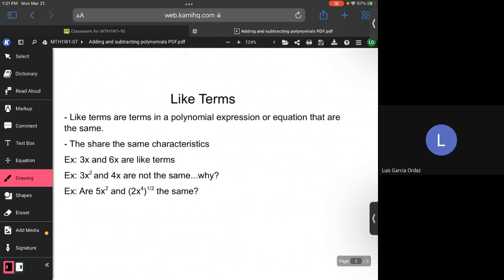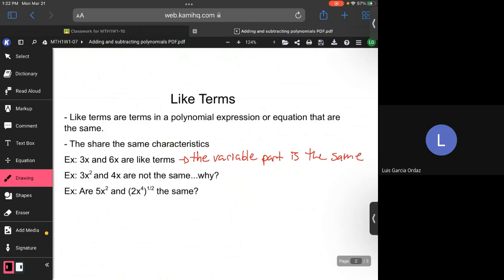So 3x and 6x, they are like terms because what? Austin, they have x. The variable is the same. Wait, so this is simplifying and not evaluating. Right? We're still simplifying. We're not evaluating. So if you're simplifying, you would do the whole thing and add it. Okay. 3x squared and 4x are not the same. They are not like terms.